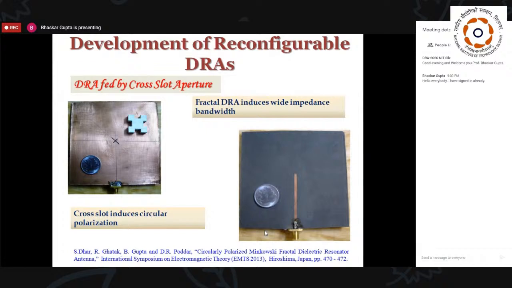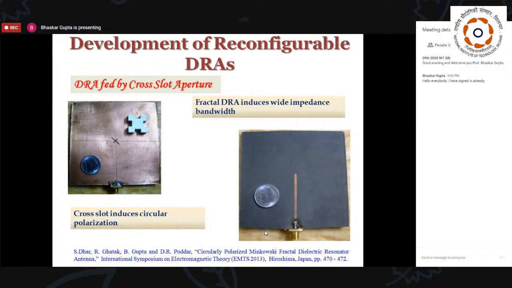That is to generate circular polarization, CP, which is a requirement in many cases because with circular polarization, your polarization loss is limited to at most 3 dB and no more than that.